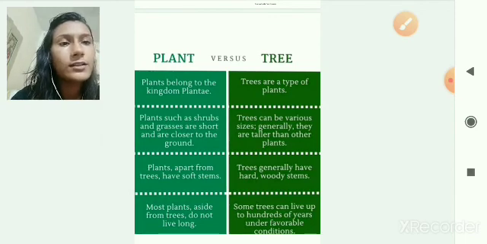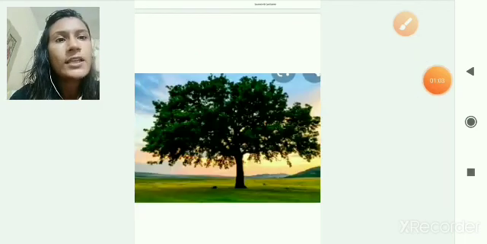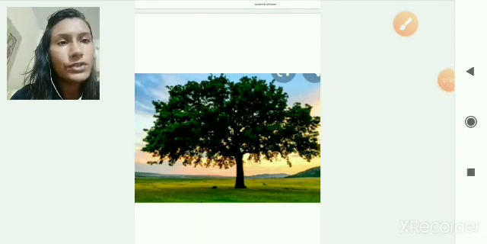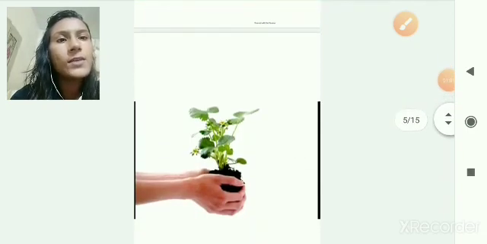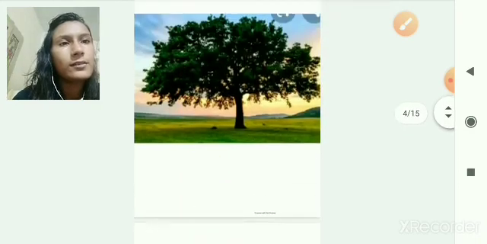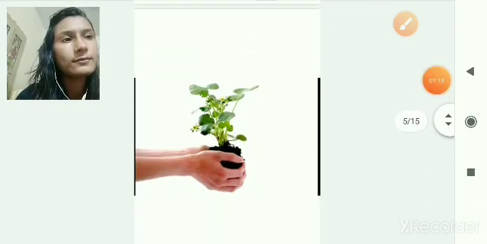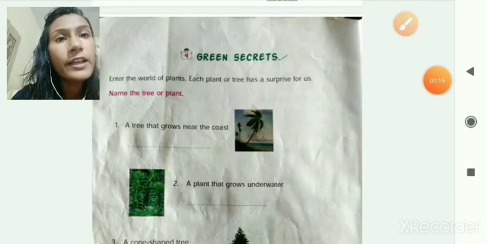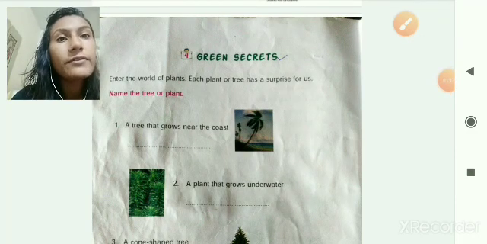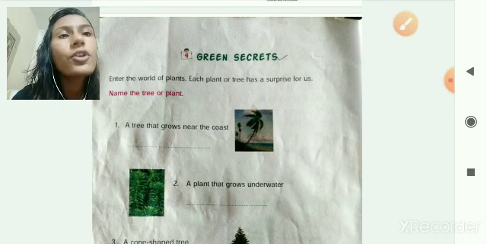favorable conditions. You can see this is the image of a tree and this is the image of a plant. See the difference between tree and plant. So, name the tree or plant. First, fill in the blank. A tree that grows near the coast, that means a tree that grows near the seaside. So that is the coconut tree.